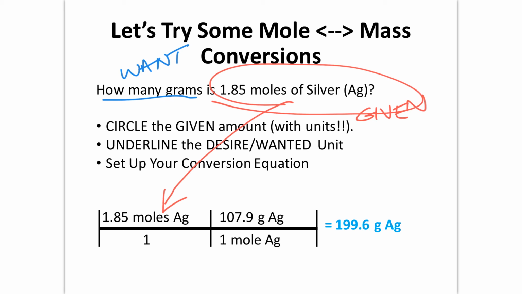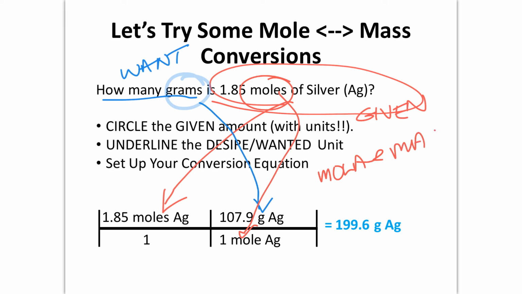And so the grams part of what we want, the grams, that is that unit there, and the moles is that unit there, and therefore we need to know what is the molar mass of silver. And so you look that up from the periodic table. That's from the periodic table. All right. Then you just plug it in and do the number crunching.